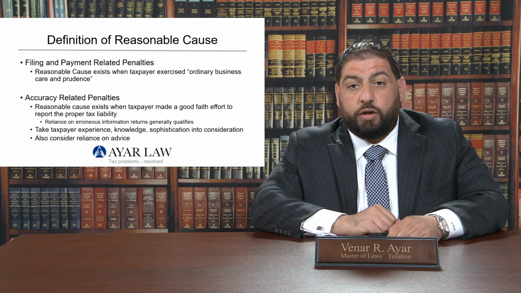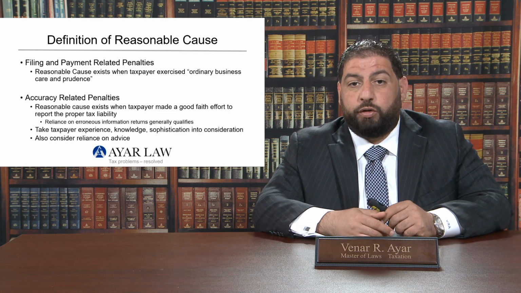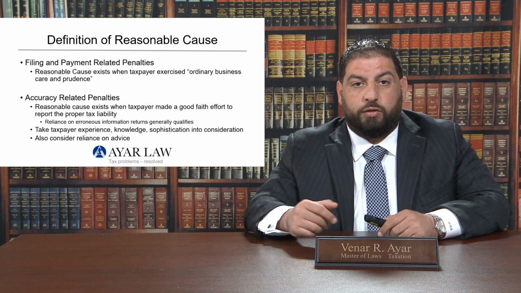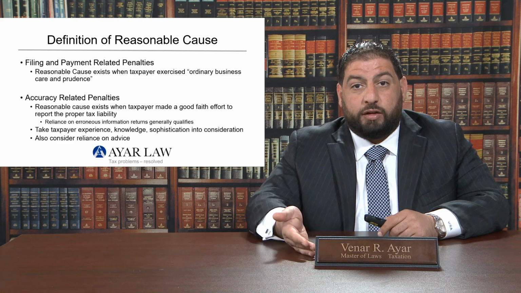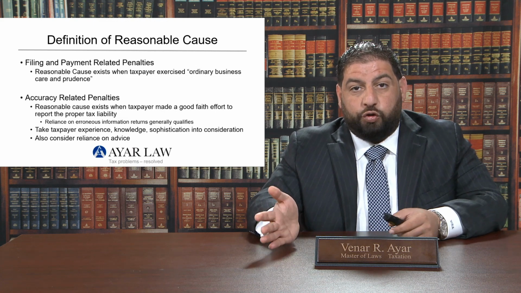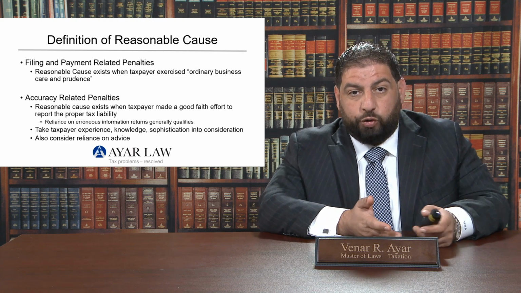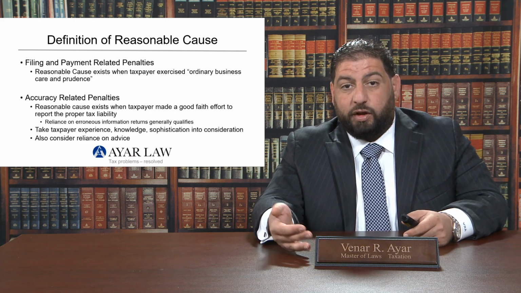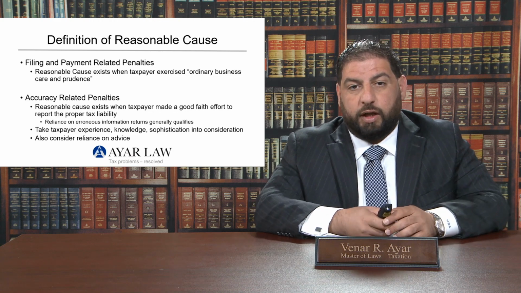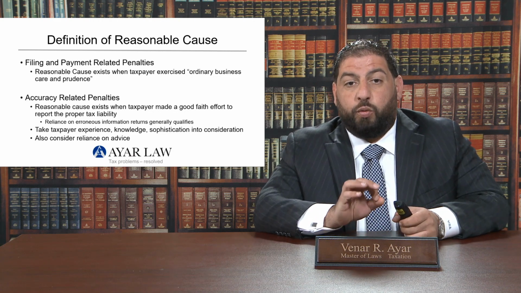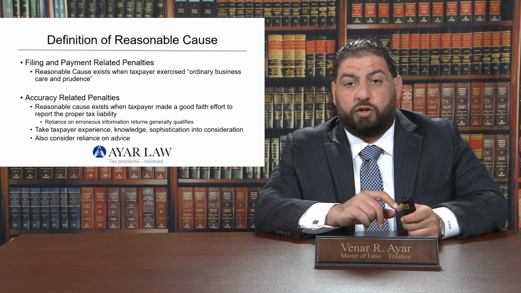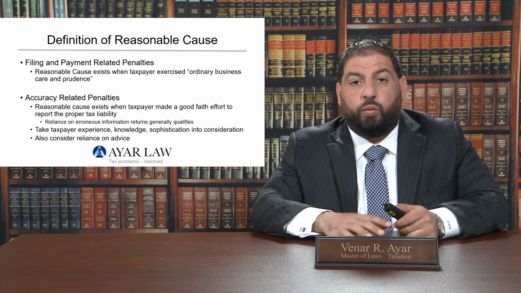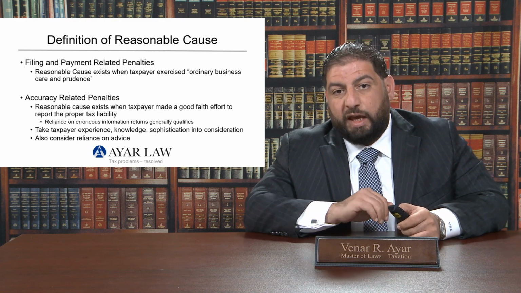Reliance on erroneous 1099s or other information returns would generally constitute reasonable cause. If somebody sends you a 1099 and the 1099 turns out to be wrong, and you report the number on the 1099 on your return, and it turns out to later be wrong, that by itself would usually be enough to constitute reasonable cause. They will take into consideration the taxpayer's experience, knowledge, and sophistication, and they will also consider reliance on advice of a tax professional.